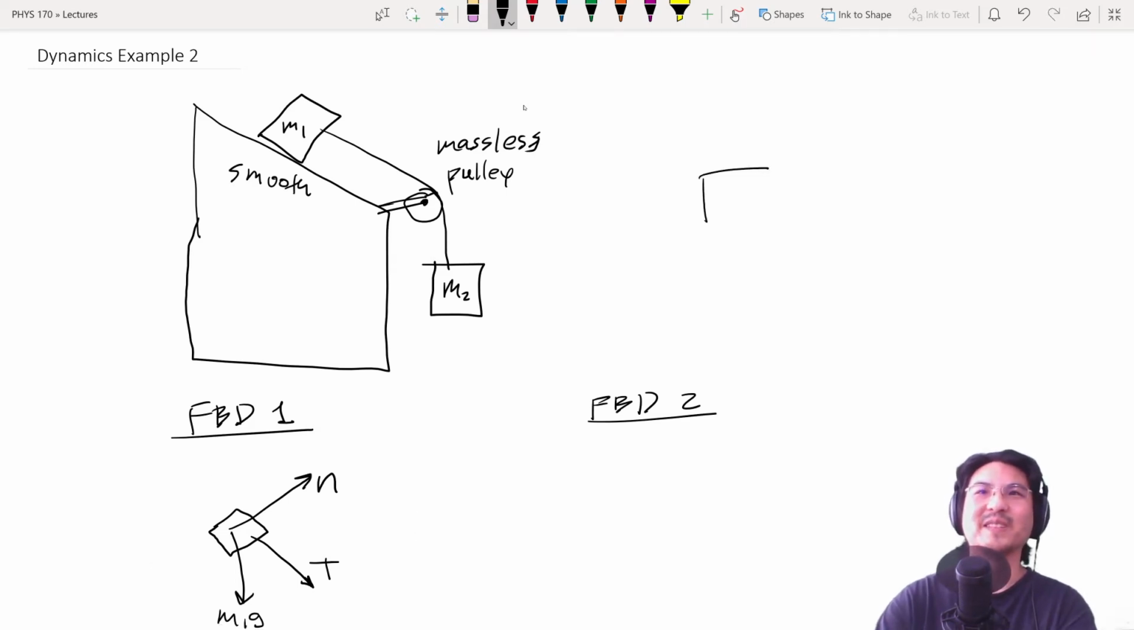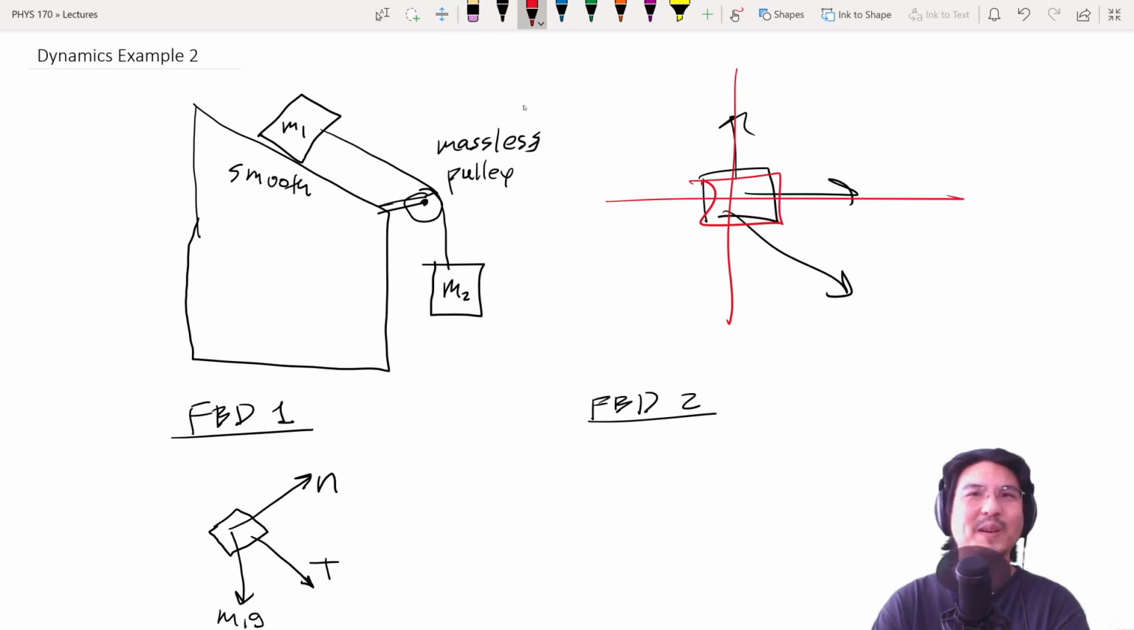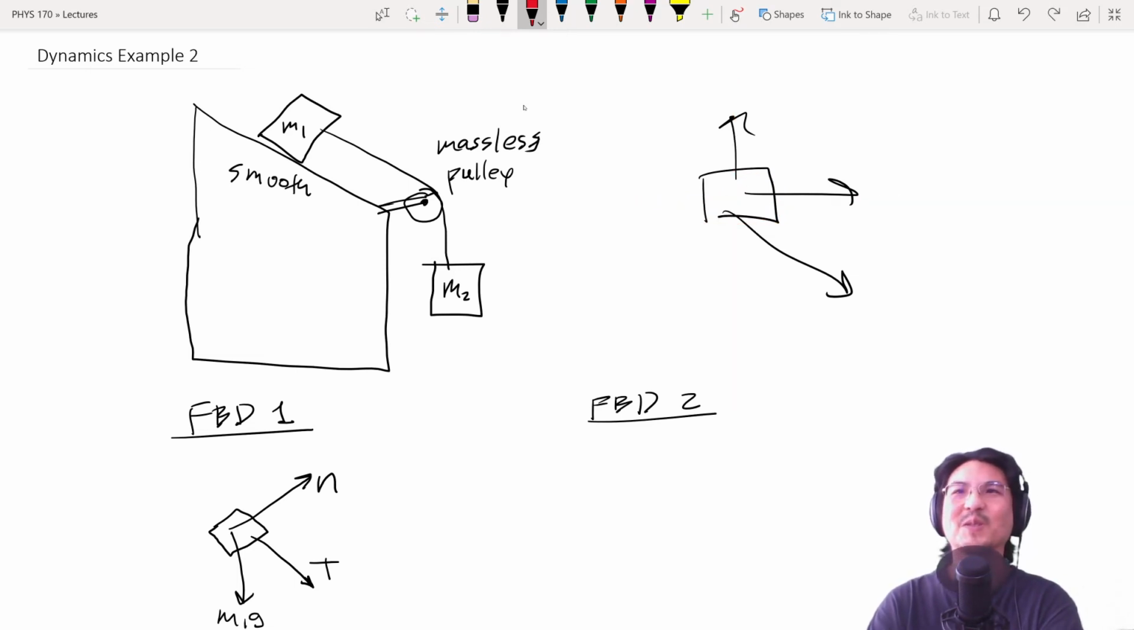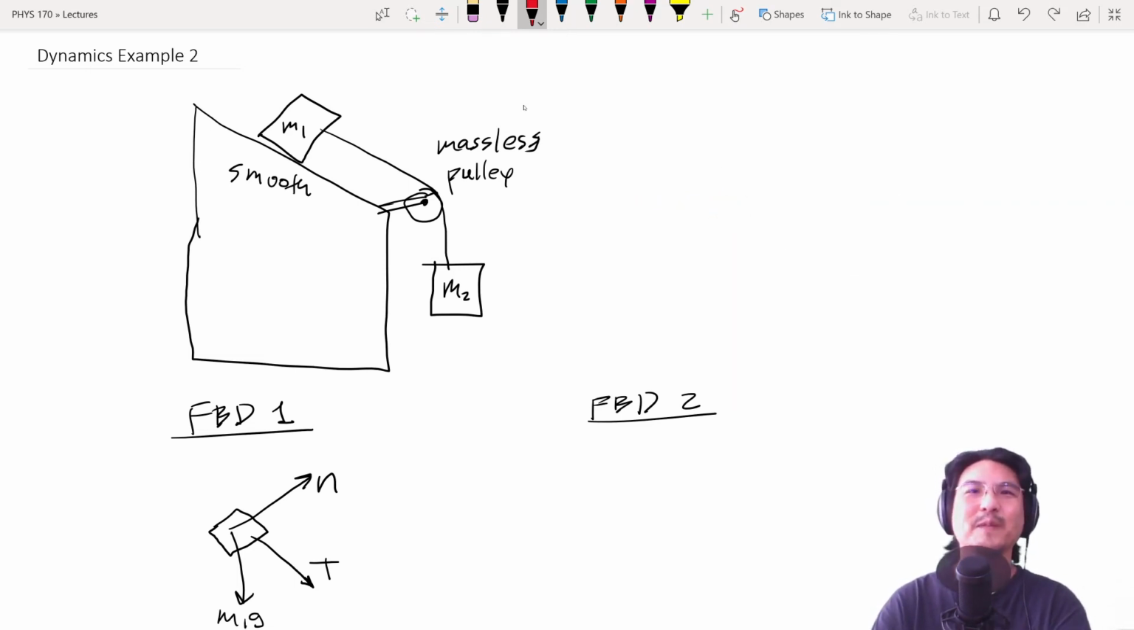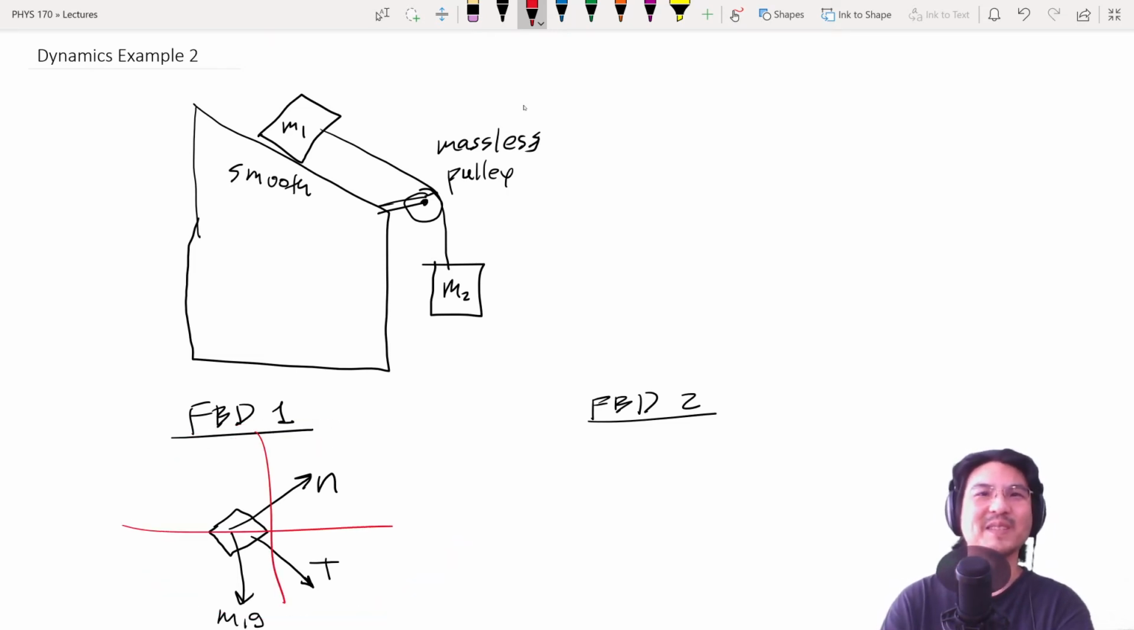I don't want to see this, right? Because if you draw it like this, that actually means you decided beforehand that you're going to make coordinates like this, and then you drew it according to the coordinates you picked first. So you should draw the free body diagram first, then you can pick coordinates afterwards, like this.